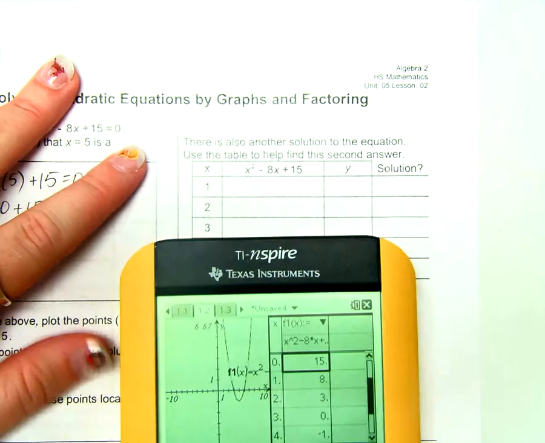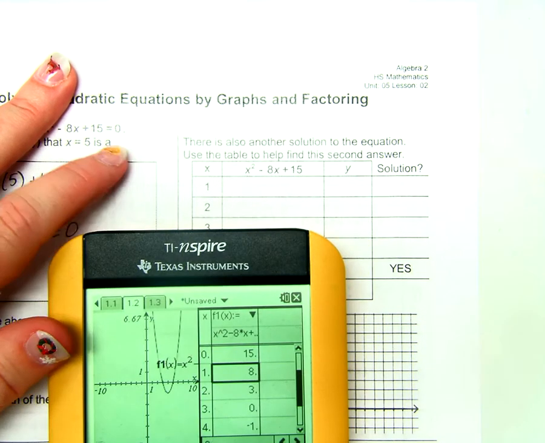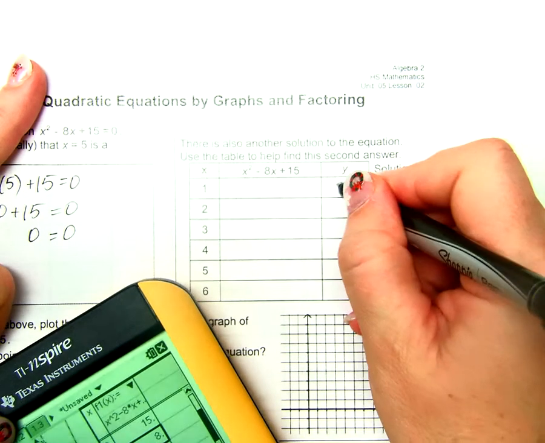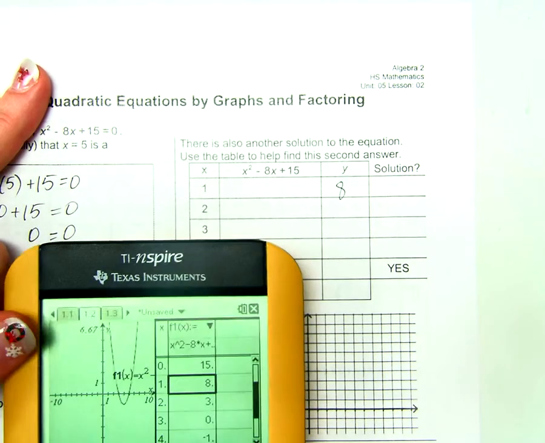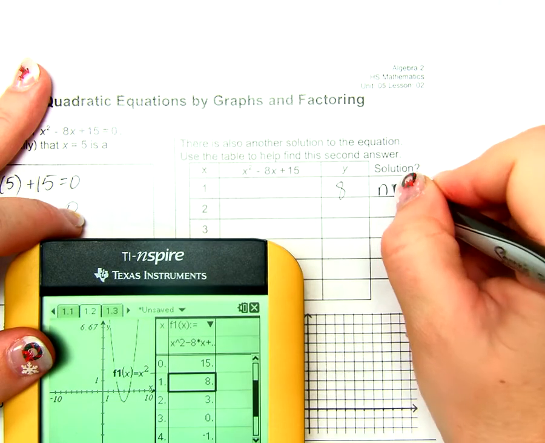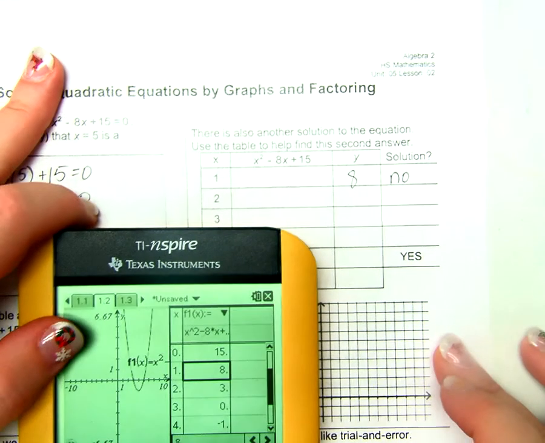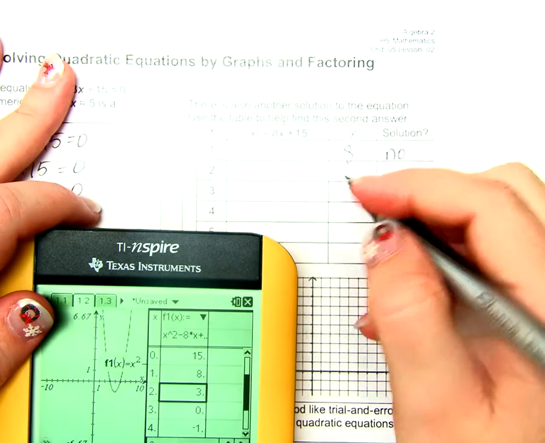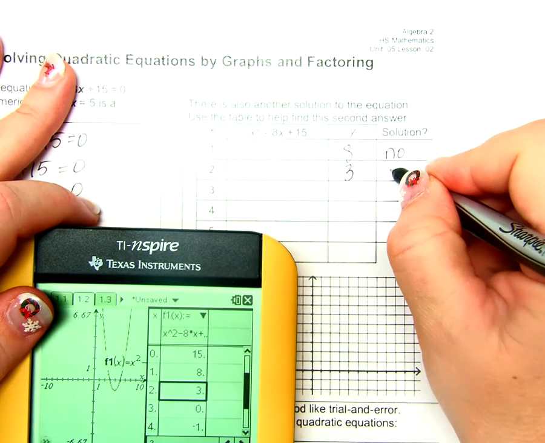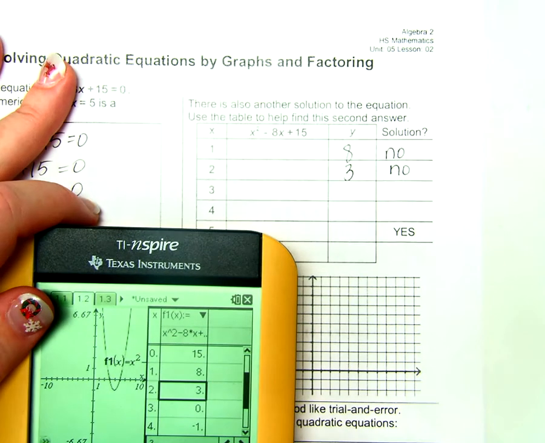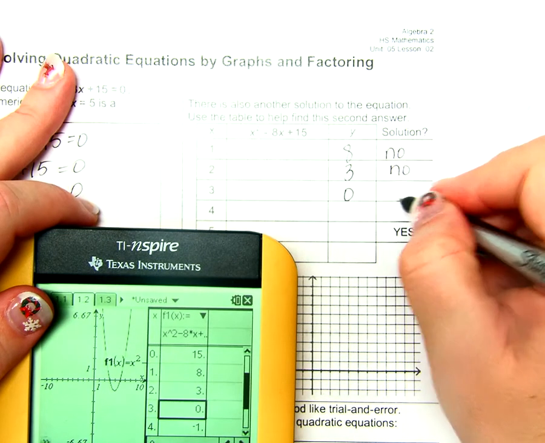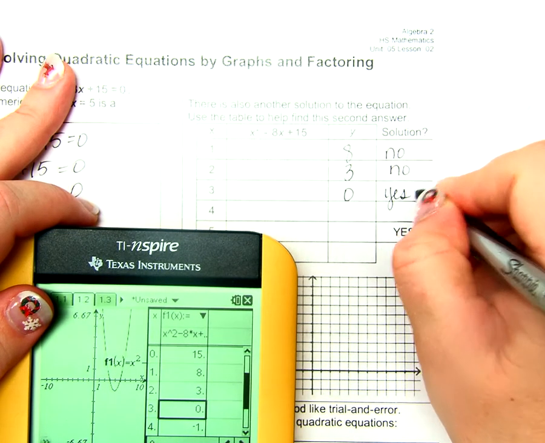Okay? So when x is 1, y is 8. Is that a solution? How do you know that the answer is no? What makes it a solution? If y is 0, okay? So 2 is 3. Is that a solution? No. 3 is 0. Oh, yes.